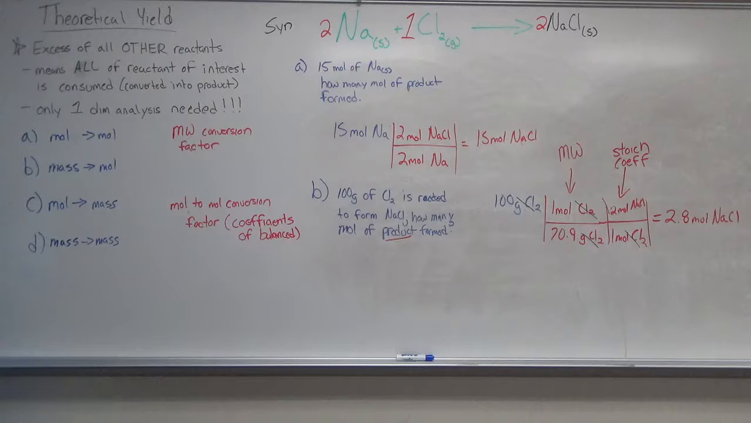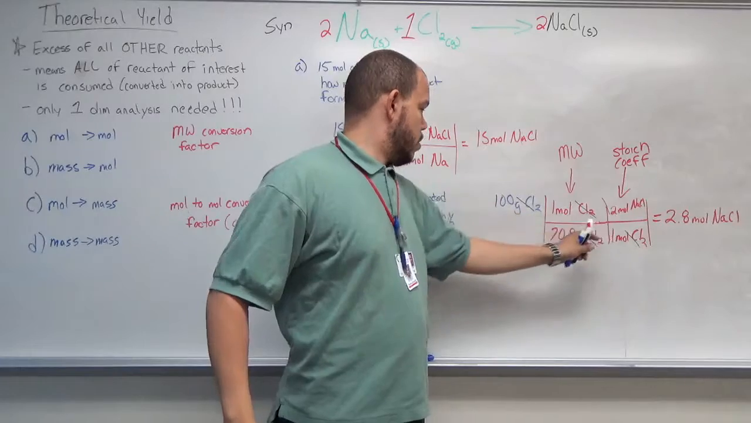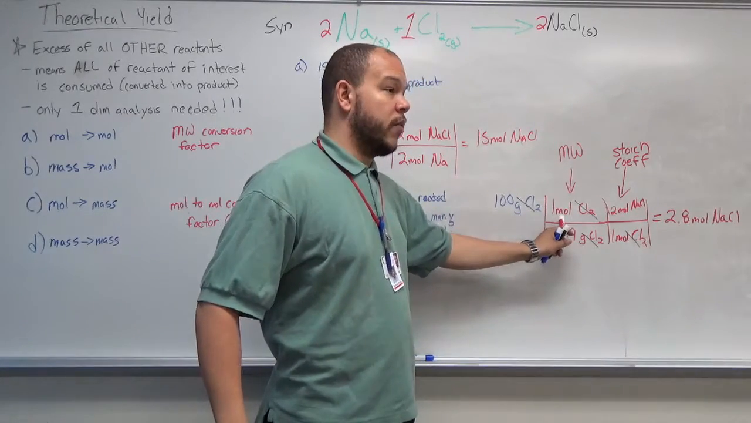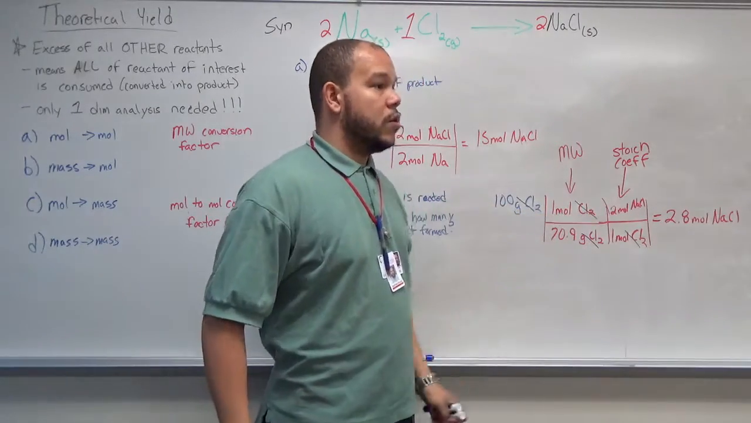More questions? So where do you get the 2 from? Multiply the 1.4? Which 2? If you do the math right there, it comes out to be 1.4. This ends up being 1.4, right? So what's that 2 from? From the product coefficient of... Yes.